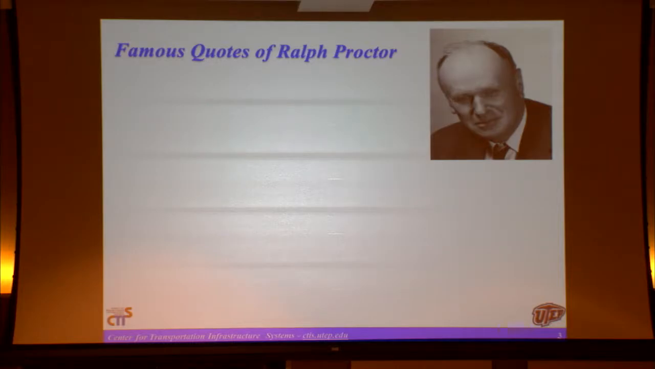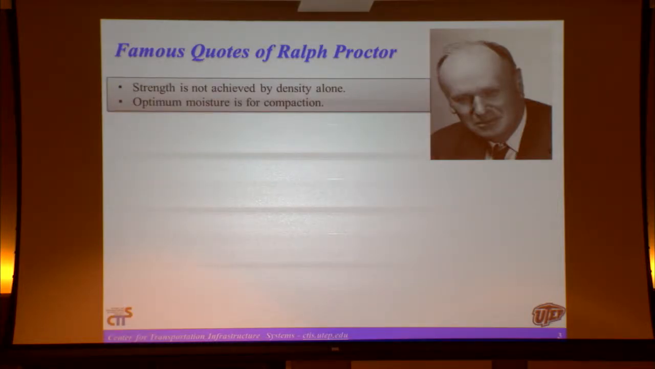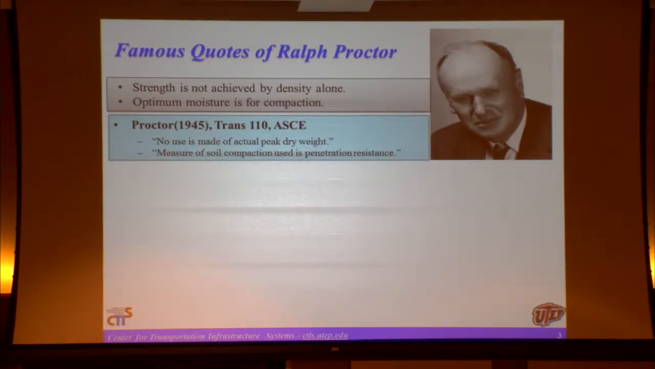This good-looking dude is Ralph Proctor, the person who came up with the moisture density test. Everybody calls it the Proctor test. Here, I would like to quote a couple of things before we go any further. Number 1, strength is not achieved by density alone. And optimal moisture is for compaction. So we use optimal moisture content to compact, not anything else. These are from the 1930s. And then this one is from 1945, when he wrote a very pioneering paper relating to compaction.